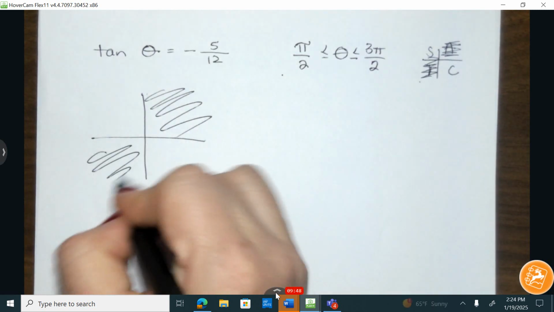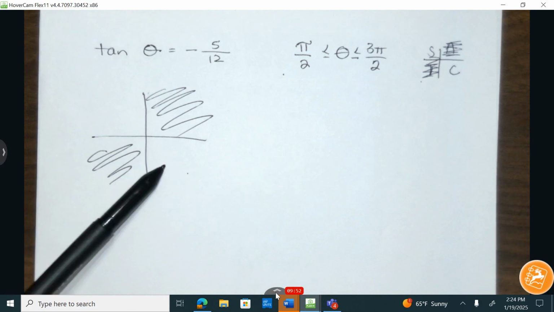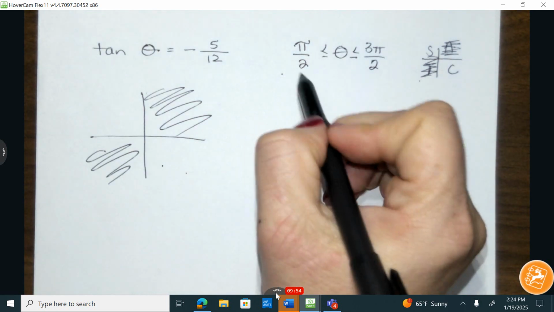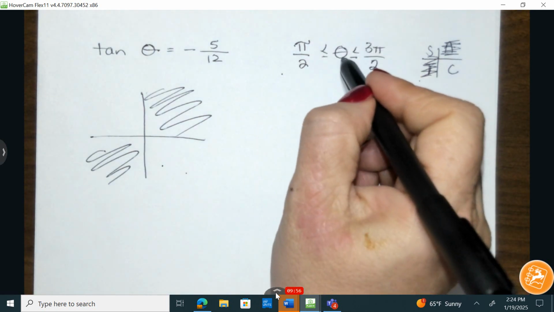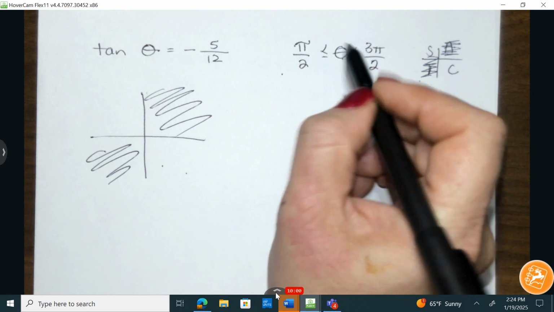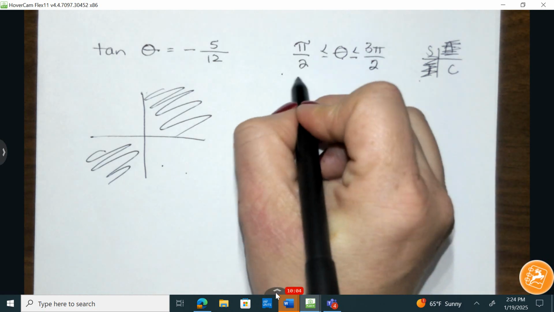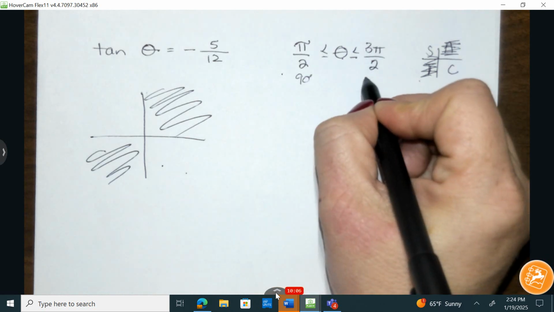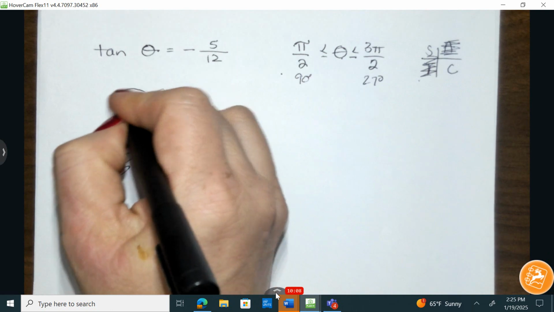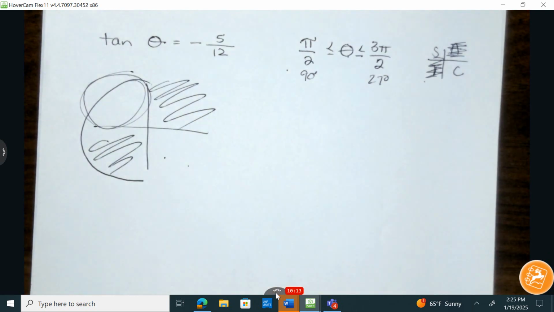Those options are out. What else do I know? When choosing between quadrant 2 and quadrant 4, I'm also provided with this information. I'm told that the angle I'm going to choose, so where this terminal angle lands, will be between pi over 2 and 3 pi over 2. That's 90 degrees and 270. So it's going to be between here and here. And that only leaves me with the option of quadrant number 2.